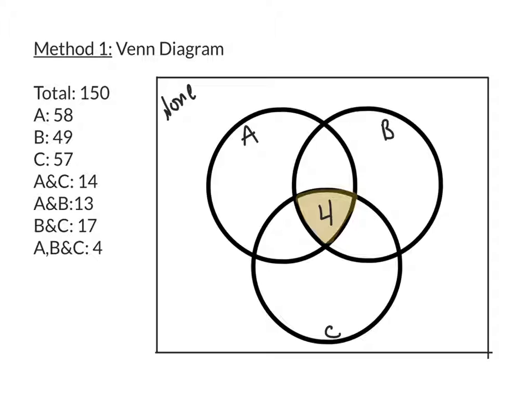Then we're going to work our way out from the middle. We've already talked about the intersection of A, B, and C. Now we'll go to these 3 intersections. On the Venn diagram, the intersection of A and C is this region right here. And it says that we have 14 people that drink A and C. Well, 4 of those people drink A and C and also B, which means there are 10 people left over that only drink A and C, but not B.